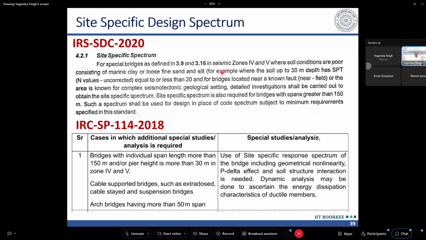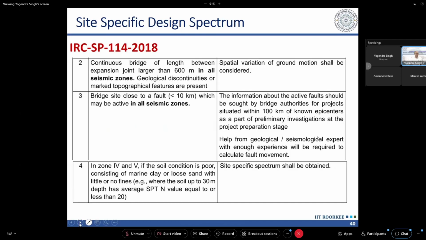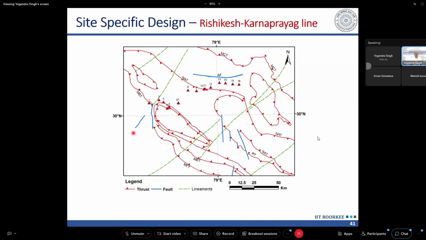Now we can also perform a site-specific design spectrum, and the IRS code as well as the IRP code both suggest that when our site is close to a fault, we should go for a site-specific response spectrum. So in a site-specific response spectrum, what we do, we take into account all the sources. So what you see here is a study which we have conducted for this Rishikesh Karnaprayag new railway line. There are a total of 16 bridges. Now a few more are also added, but in the original study there were 16 bridges. So these triangles are showing the locations of those.